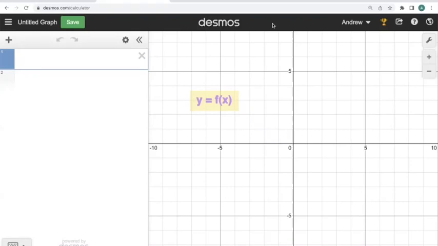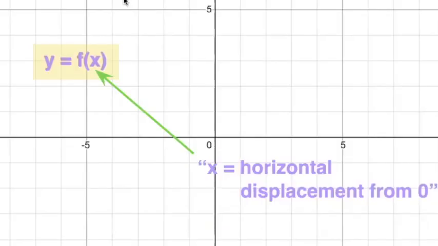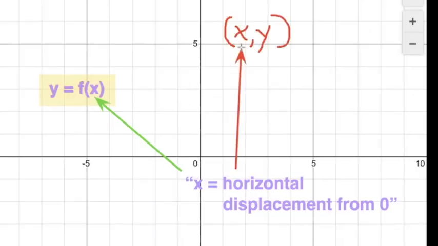You're probably familiar with this notation, y equals f of x. Let's get into what this really means. We're going to represent this as a graph, and x represents the horizontal displacement from 0 of something called an ordered pair. So we're going to have an xy pair. The x tells us how we travel horizontally from 0 to get to them. The y is the vertical displacement from 0.